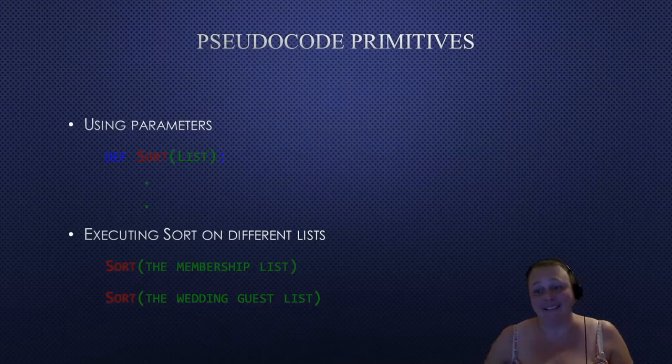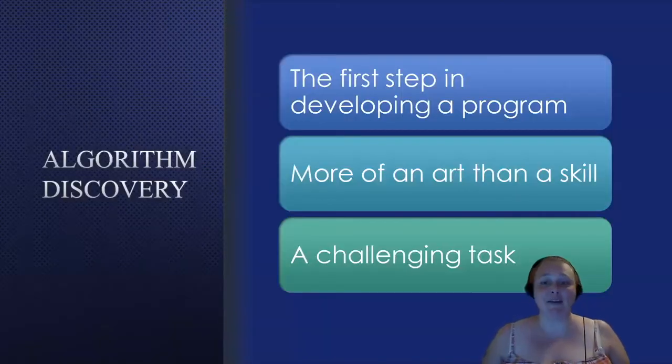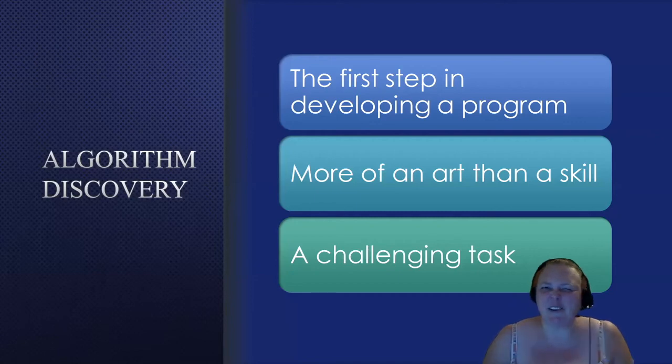Let's take a little bit of a break and take a look at algorithm discovery. So the first step in developing any program is to figure out what the algorithm is. It is more of an art than a skill. It does take a sort of finesse to figure out what those steps are and what order to put them in and how to arrange them. So it is definitely a challenging task.